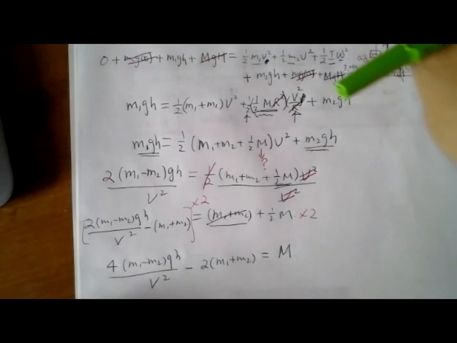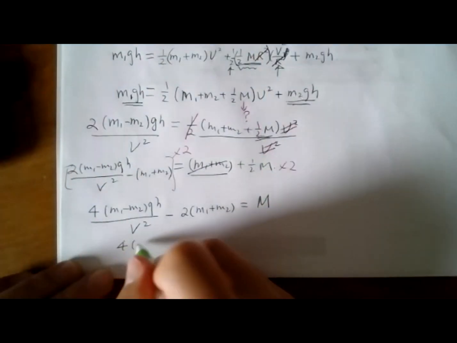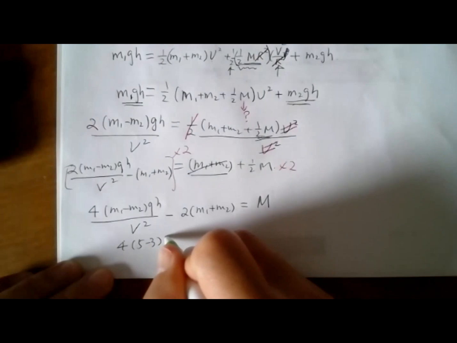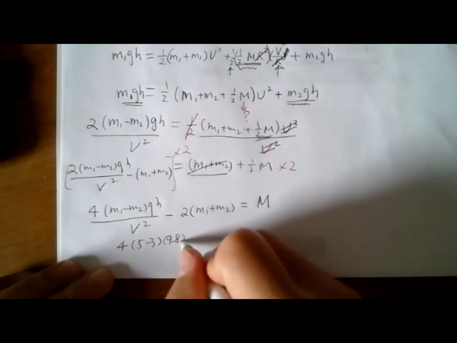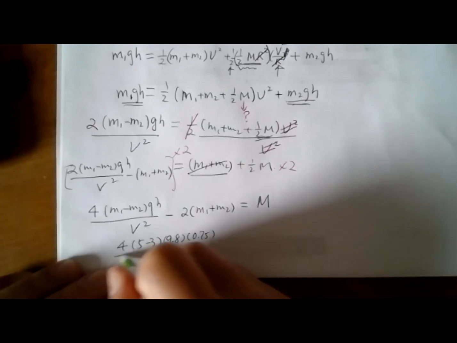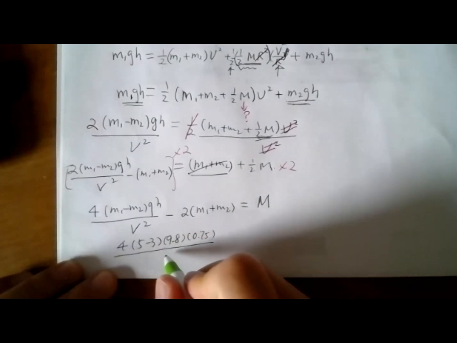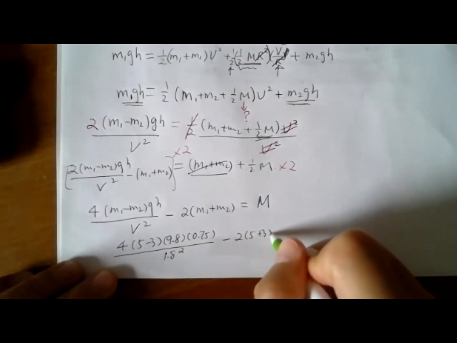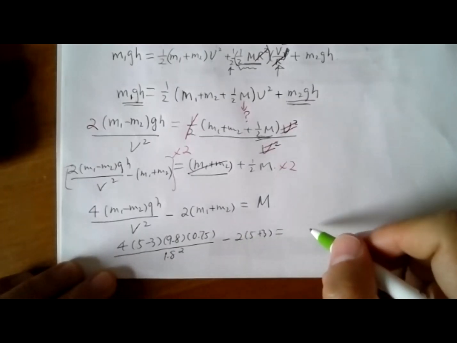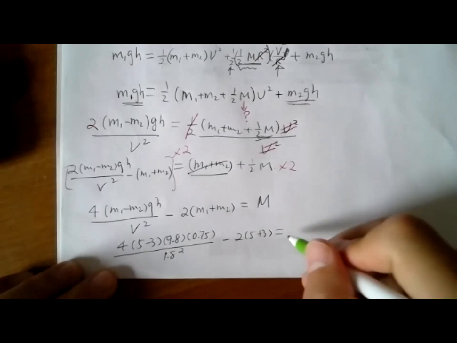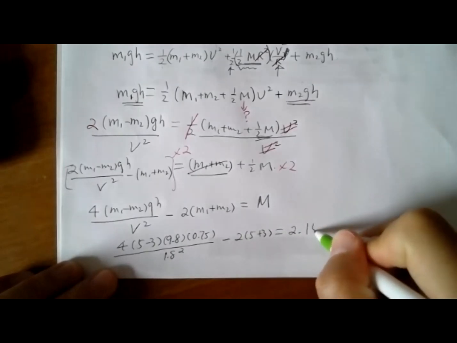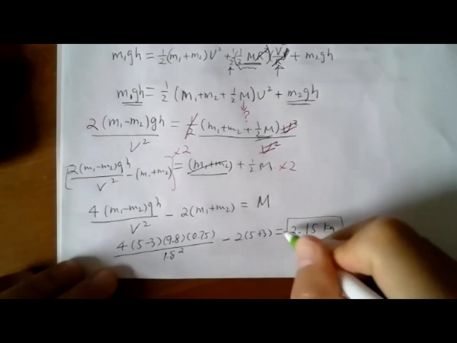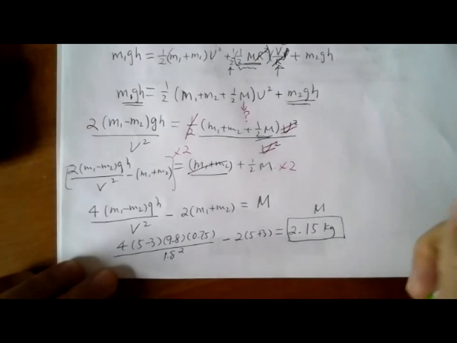Now you can plug in all the numbers given by the problem and solve for capital M. So 4 times (5 minus 3), I'm going to just leave the units out because I have everything in SI units, so my final answer should be in SI units, divided by v square, which is 1.8 meter square, minus twice of (5 plus 3). If you plug in everything correctly, this should be roughly 2.15 kilograms. So that's your capital M.